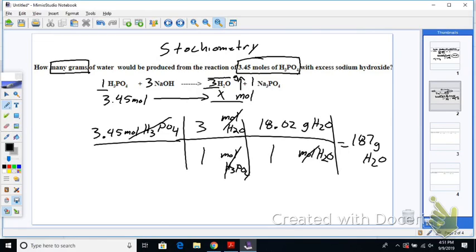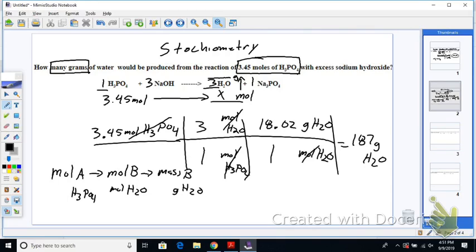So that type of problem is, what we're doing is going from moles of A to moles of B to grams of B, or mass of B, if you want real detail on that. So on this one, for example, we're going from moles of H3PO4 to moles of H2O to mass of H2O in grams. That's kind of how those work.